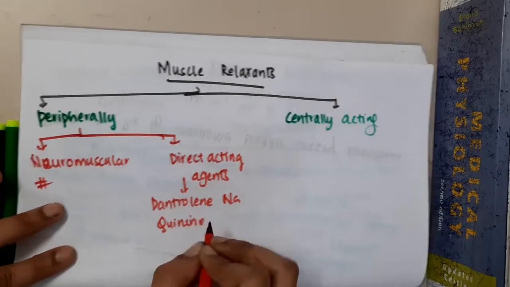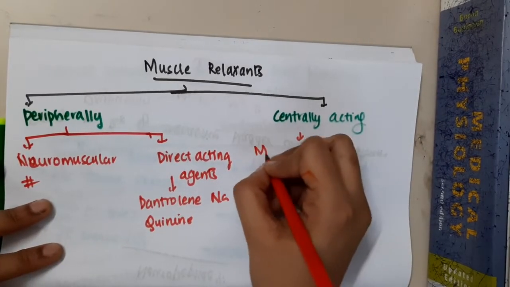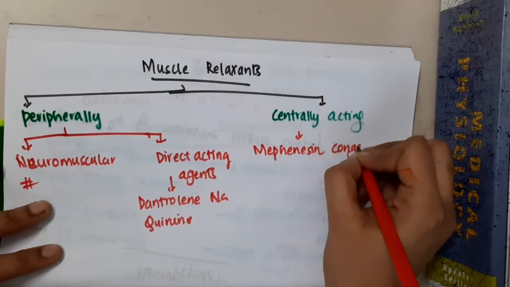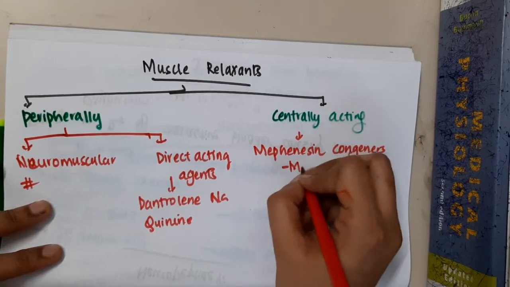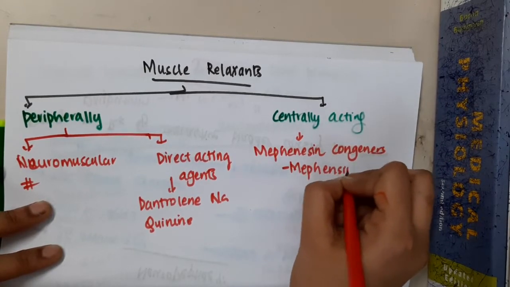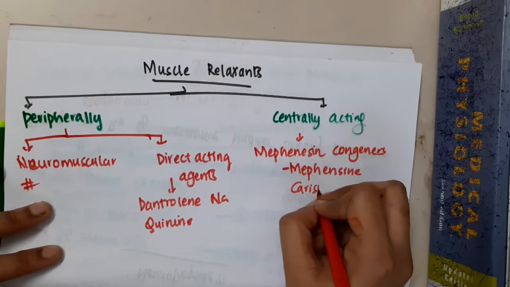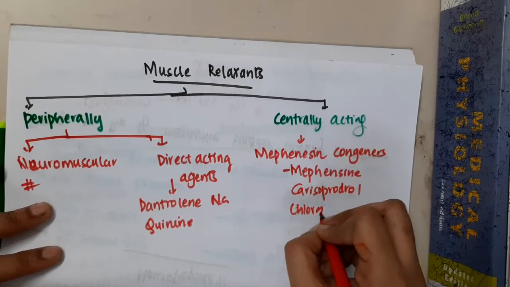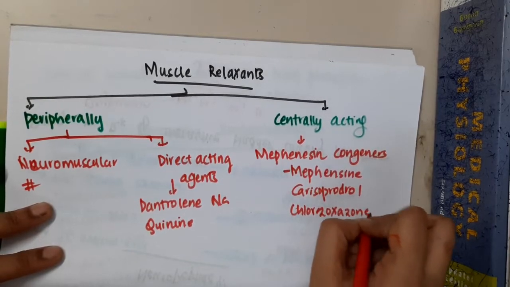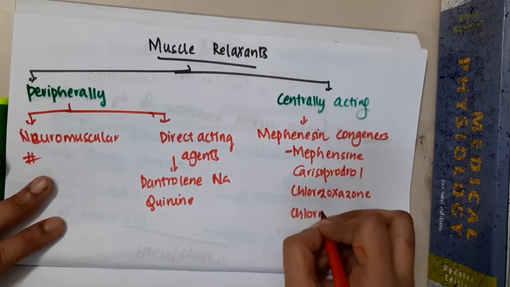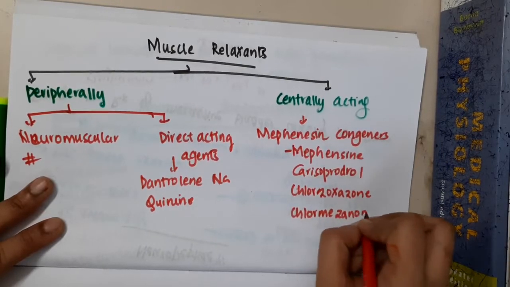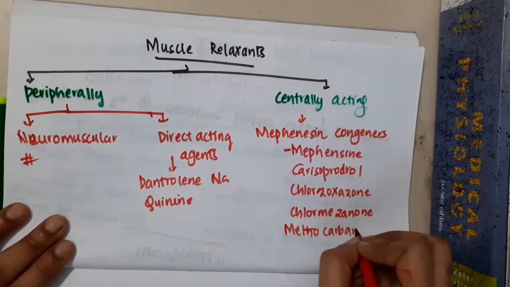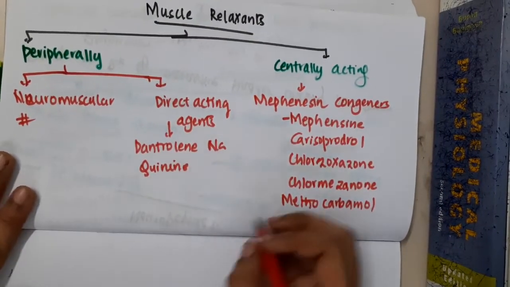and we have quinine. Then if you see centrally acting agents, we have mephenesin congeners, which include mephenesin, carisoprodol, chlorzoxazone, and methocarbamol.